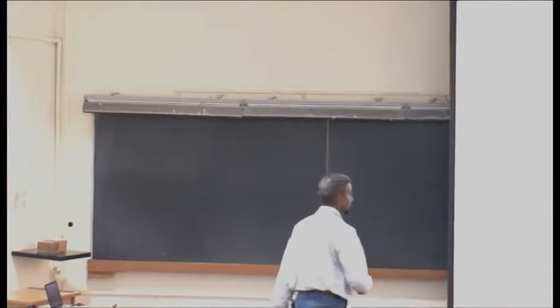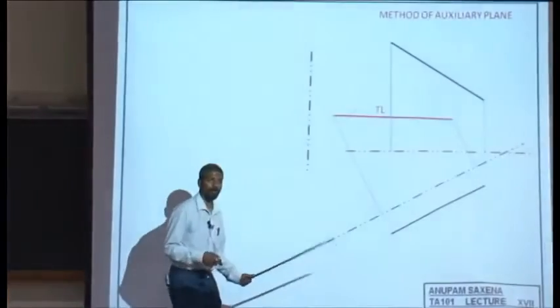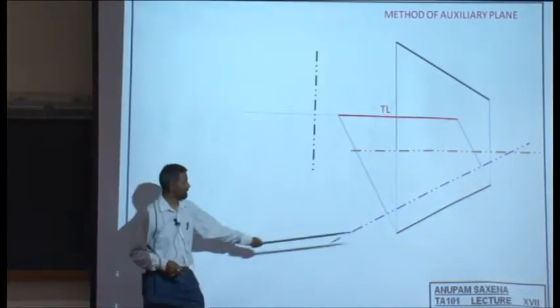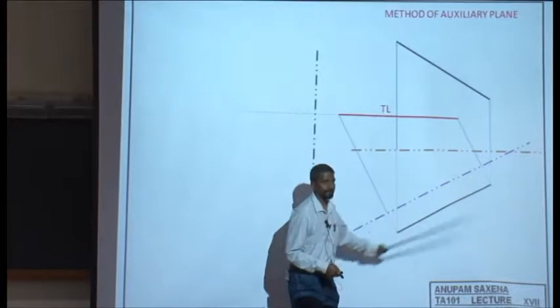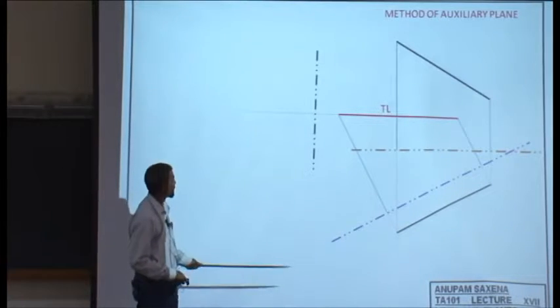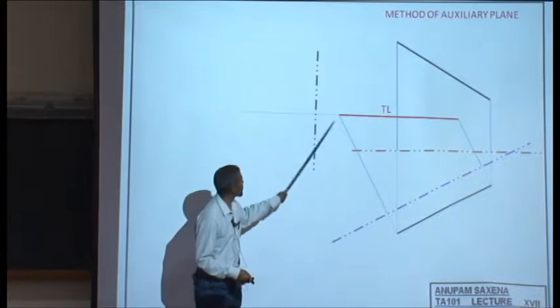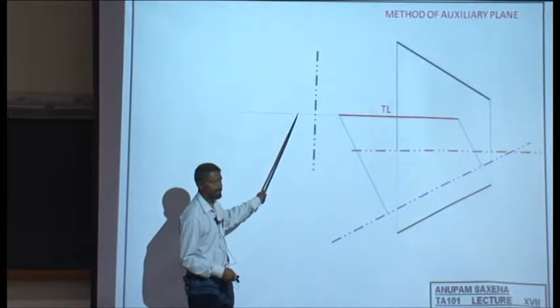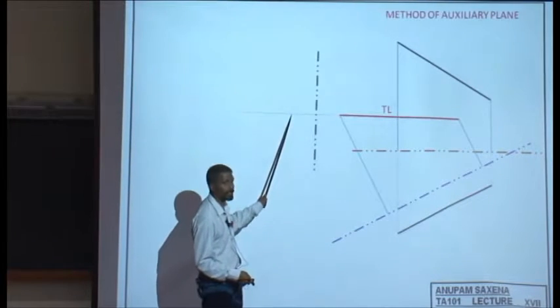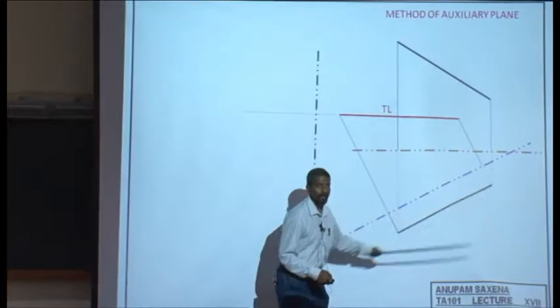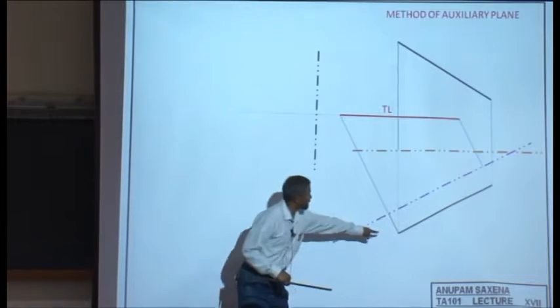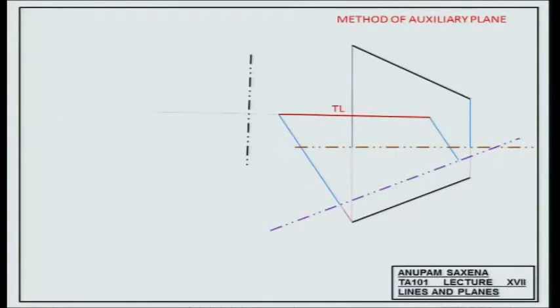Now from where am I going to be transferring distances? From here. So this distance is the same as this distance. If I transfer this distance over here, this point is sitting over here somewhere, and this point is just behind it, but at the same distance from the hinge line. This is the point view.